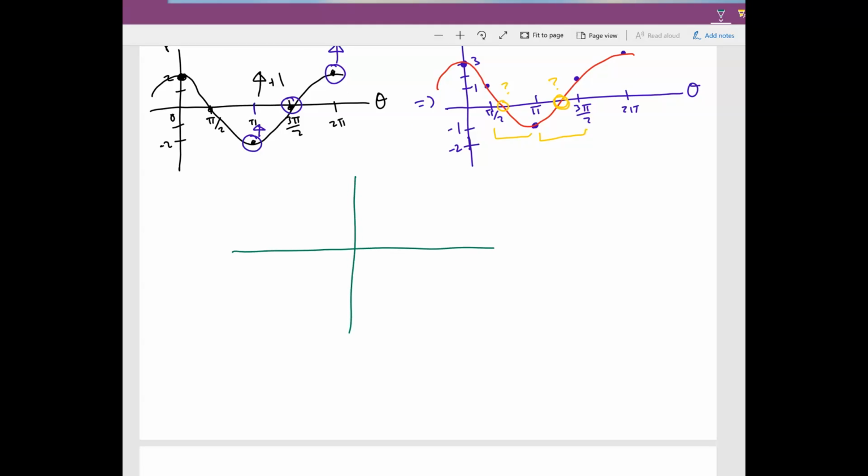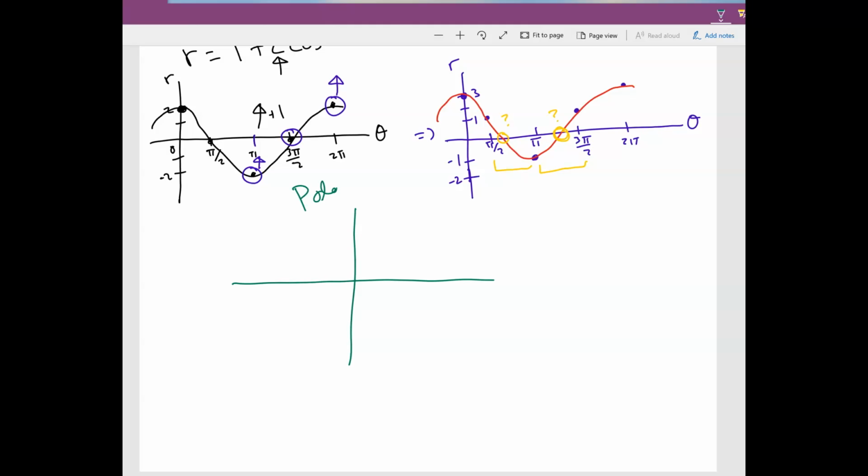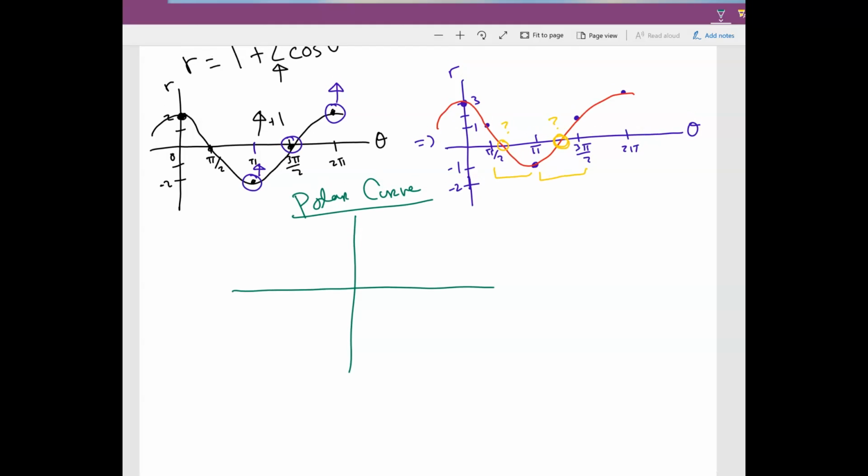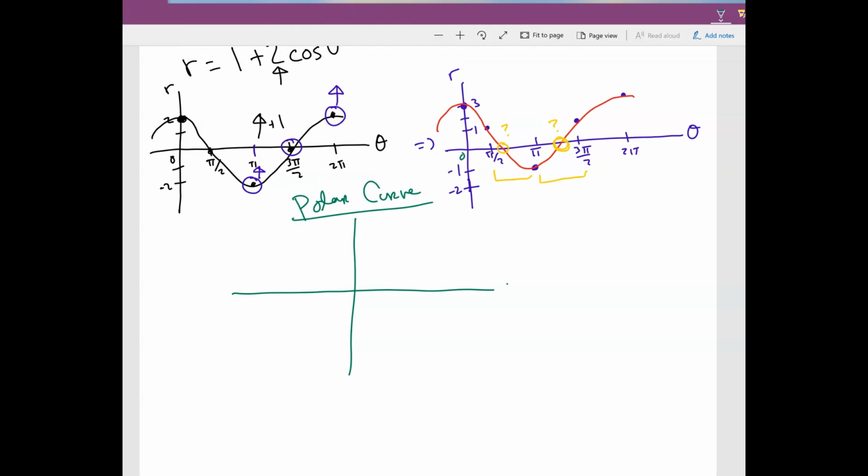Into my polar curve, we're going to start off with theta equals 0. Here's 0. At theta equals 0, you can see that the radius is going to be 3. Theta equals 0 is going in this direction, and my directed distance is going to be 3: 1, 2, 3. That's where we're going to start. Starting from the pole, you're going to go out 3 units.